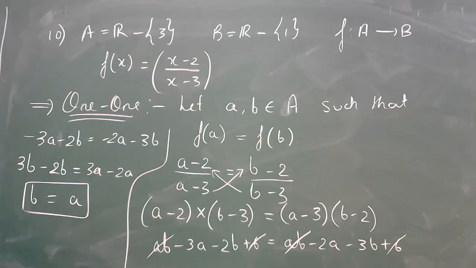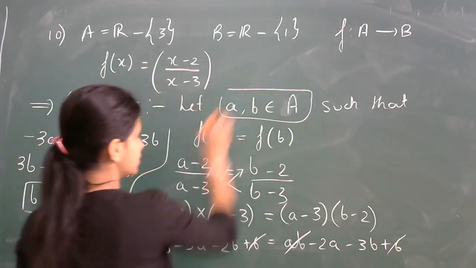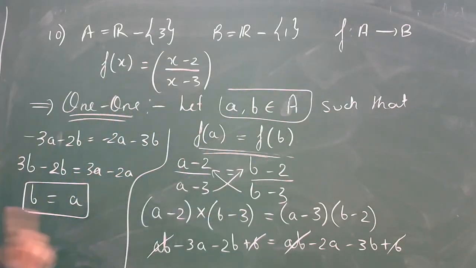So you had considered two elements from the domain such that the images are the same. And you concluded that the two elements are equal, that is a is equal to b. So thus, what can you conclude? You can conclude that the function f is a 1-1 function. We have only 2 minutes left.